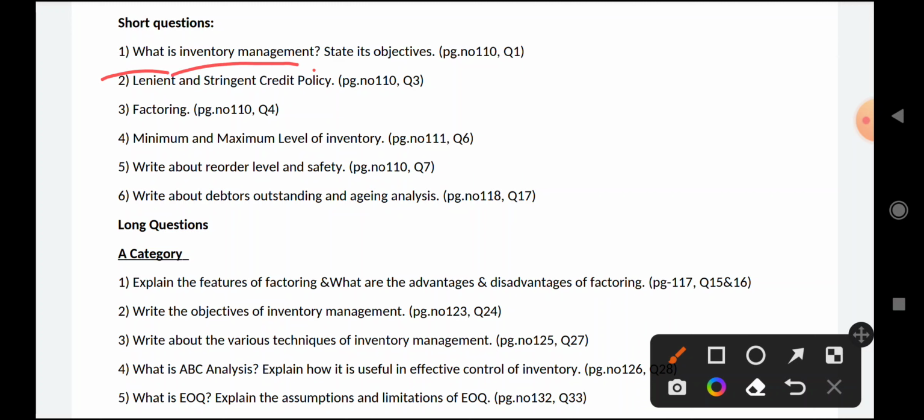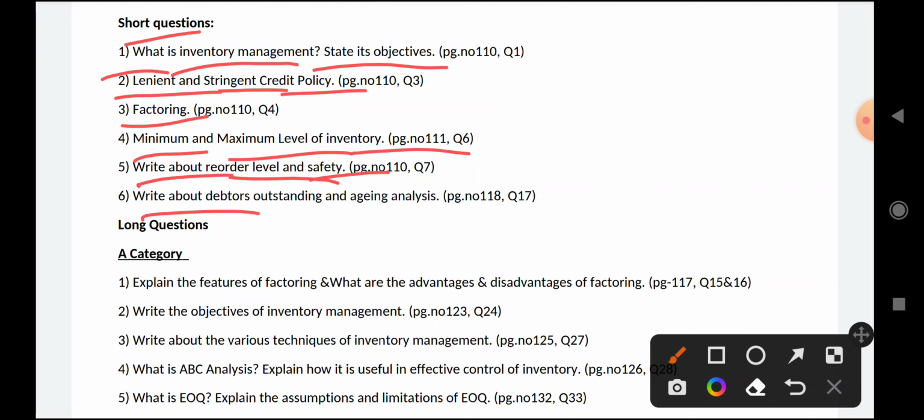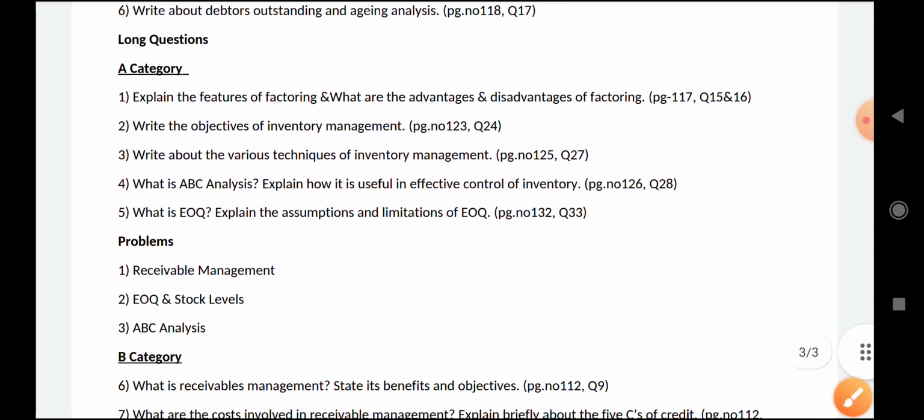What is inventory management? Short questions we are discussing. State its objectives. Lenient and stringent credit policy system, factoring, minimum and maximum level of inventory, write about reorder level and safety level, write about the debtor outstanding aging analysis. These are the theory questions mostly will be asked from this unit repeatedly.